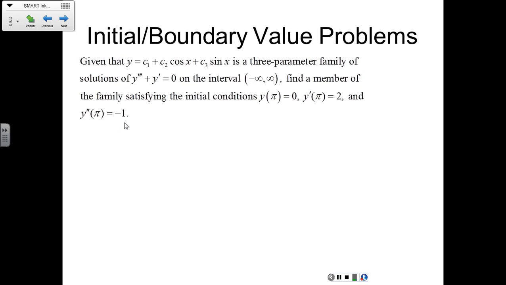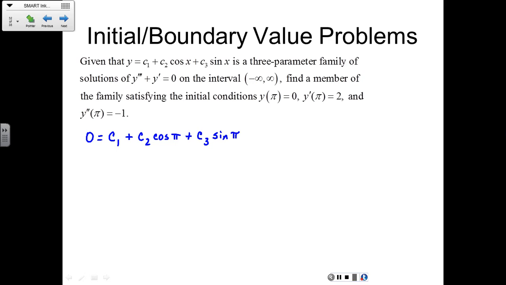So let's start off with the first one. It says y of pi equals 0. So here's y. Let's see what we can gather from that. If y of pi equals 0, then 0 equals C1 plus C2 times cosine of pi plus C3 times sine of pi.